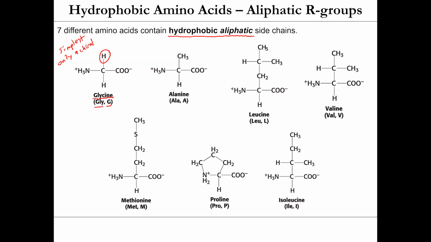So next we have the second simplest amino acid, which is alanine. Alanine just has a methyl group as its R group. So it's the second simplest amino acid.